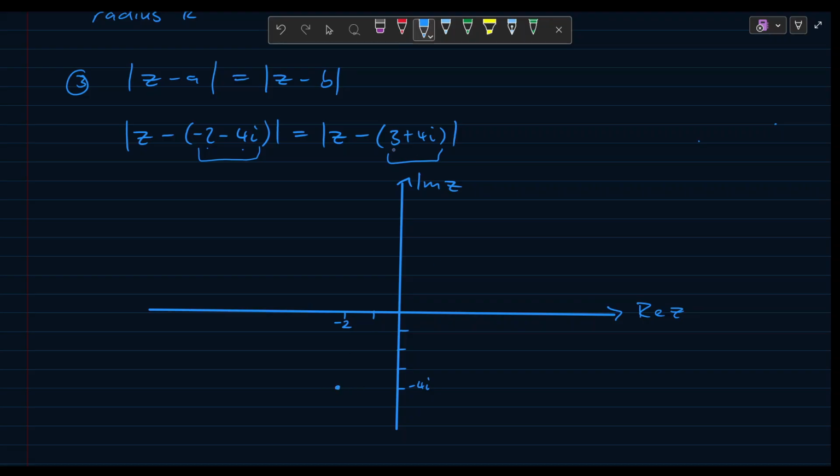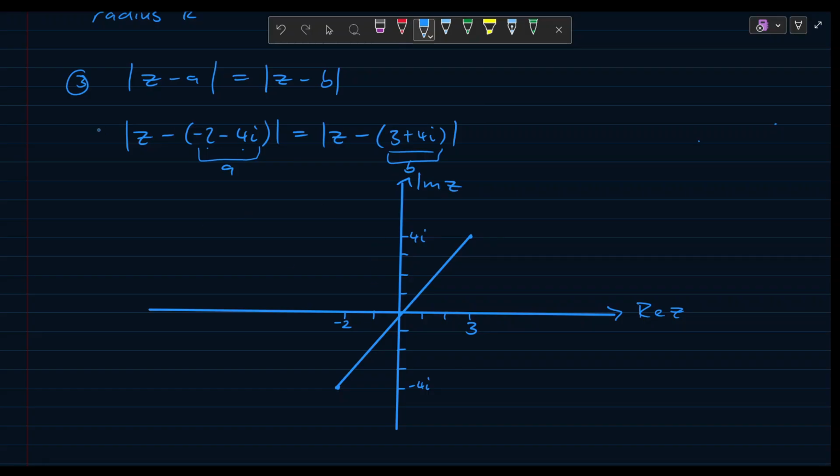And then the other complex number is 3 plus 4i. So 3 units in the real axis, 1, 2, 3, and then 4 units in the imaginary axis. So that means our complex number will be here. Let's draw a line that joins these 2 points together. Alright, let's call this complex number A, let's call this complex number B.